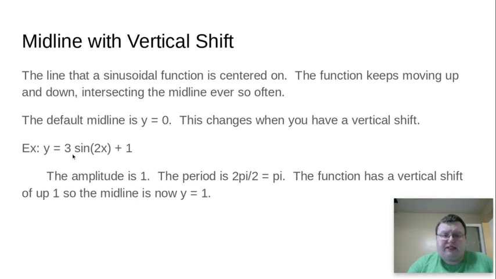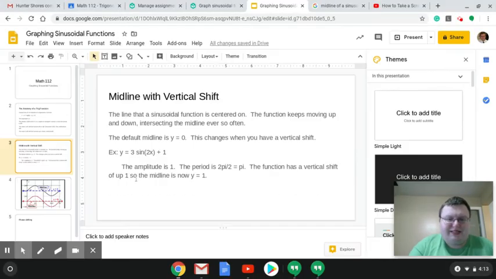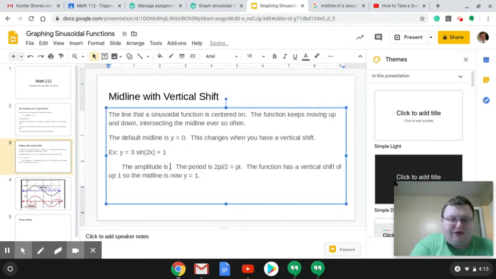For example, this function, y equals 3 sine of 2x plus 1. The amplitude is 3. That should be a 3 there. Notice I made a mistake. I made this so quick that I made a little mistake right there. So we're going to fix that. That's all right, nobody's perfect.